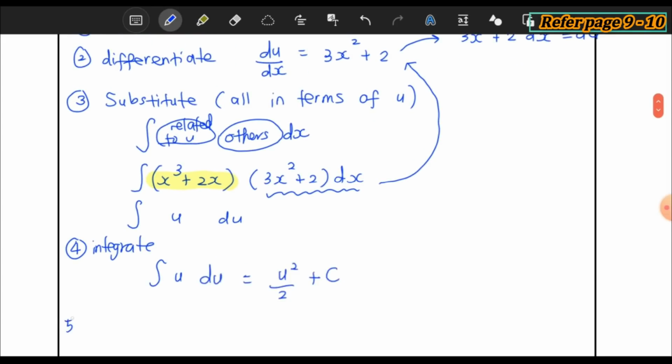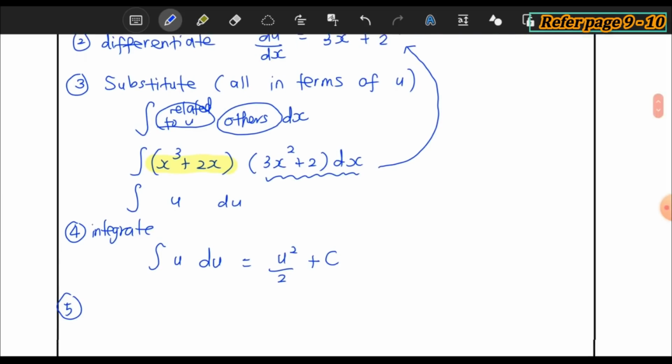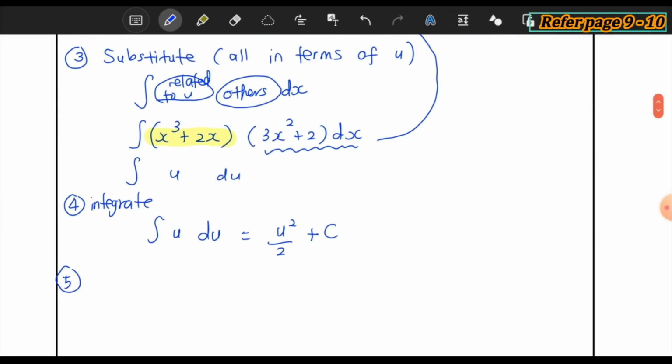And step number 5, we need to substitute back to x. We need to state our final answer in terms of x. Therefore, this is equal to x cubed plus 2x squared, divided by 2, plus c.